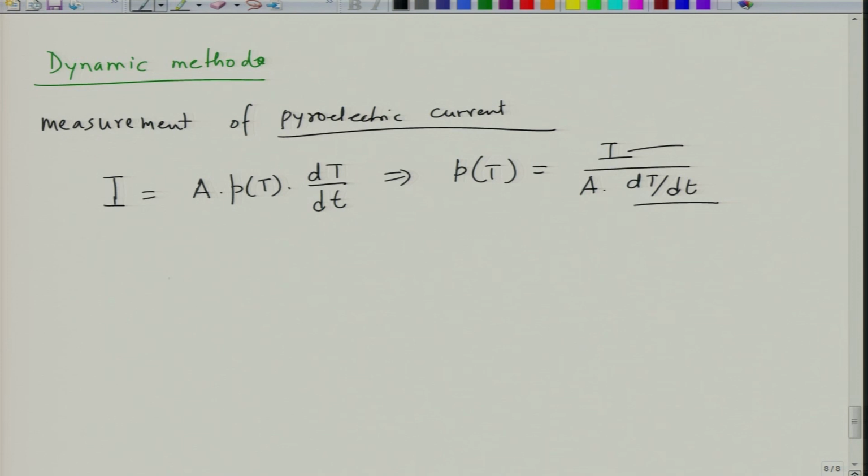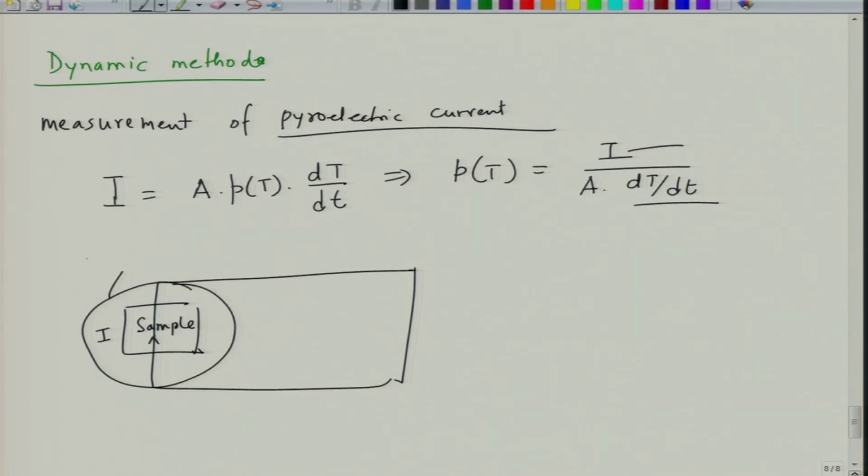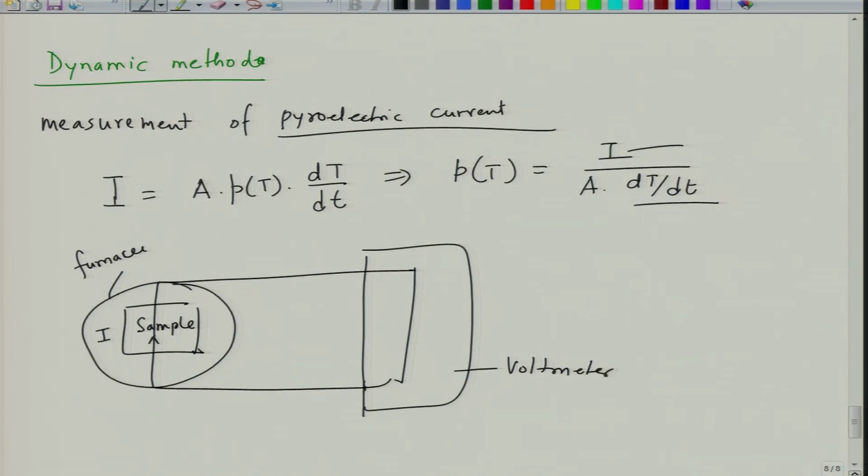And basically this is a very simple circuit. What you have here is a sample, which will have certain resistance, and as a result you have certain current passing through the sample. It is kept in an oven or a furnace with a controlled scan rate, and then on this side you have a voltmeter, and you measure the current which is flowing in this direction. So through a voltmeter you measure the current, right.